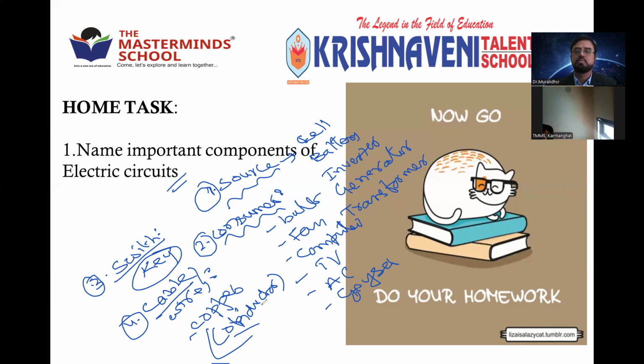So note all these 4 points, very important. First, source identity. Name the cell, battery, inverter, generator, transformer. Consumer, second side heading: bulb, fan, computer, TV, AC, and geyser. Any more also you can write. Fridge also you can add. Laptop you can add. Mobile phone you can add.